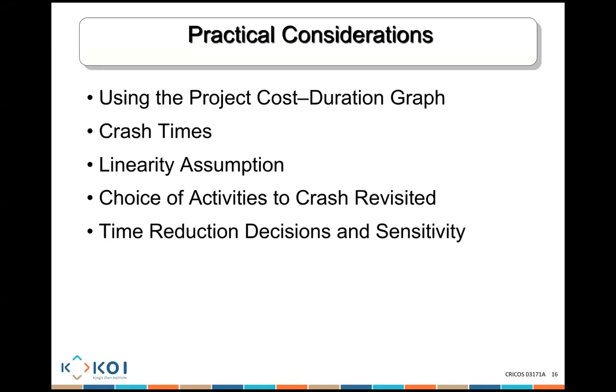The choice of activities to crash sometimes needs to be reconsidered. For example, an activity might be cheaper to crash, but it might create much more risk for the project if you were to crash it. So sometimes cost is not the only factor you need to consider when crashing. Finally, the time reduction decision needs to be considered, because if you crash too much, your critical paths might become sensitive, which means you might have more than one critical path, which makes it much harder to manage a project.